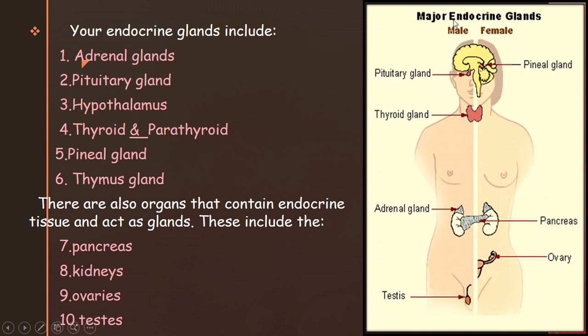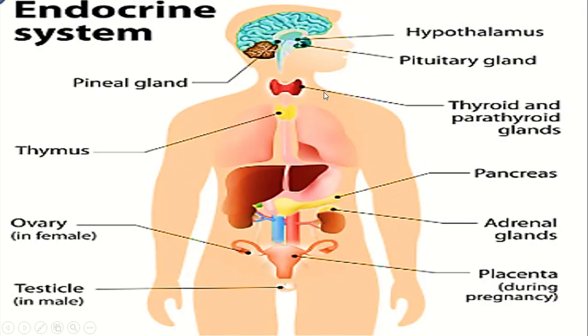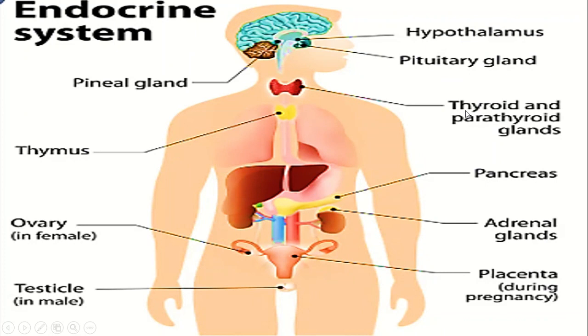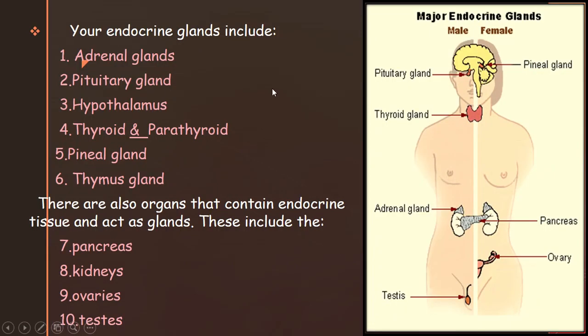In this picture you can see the major endocrine glands. The adrenal glands are situated above the kidney. The pituitary gland is in the brain. The hypothalamus is also a part of the brain; here you can see the hypothalamus. The thyroid and the parathyroid are both situated here. The parathyroid is embedded in the thyroid. There are 4 small dots in the thyroid; that is the parathyroid.